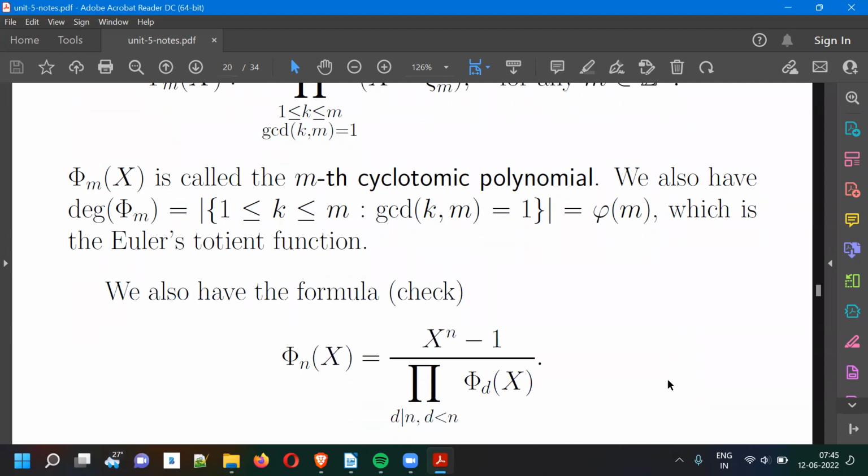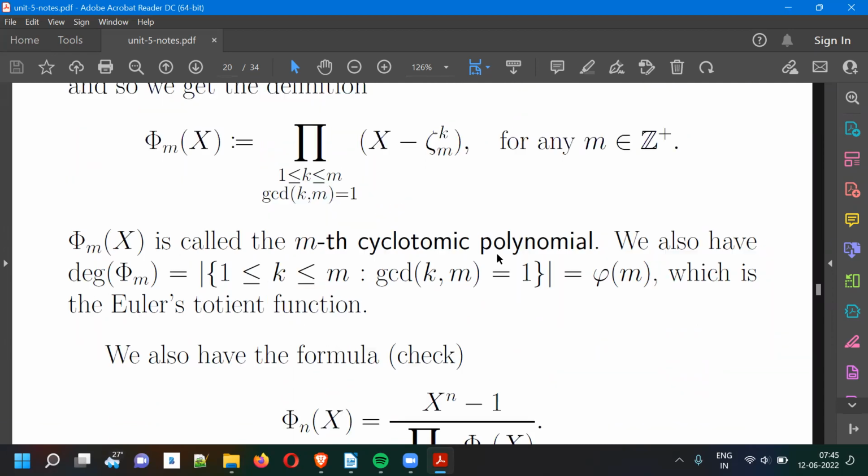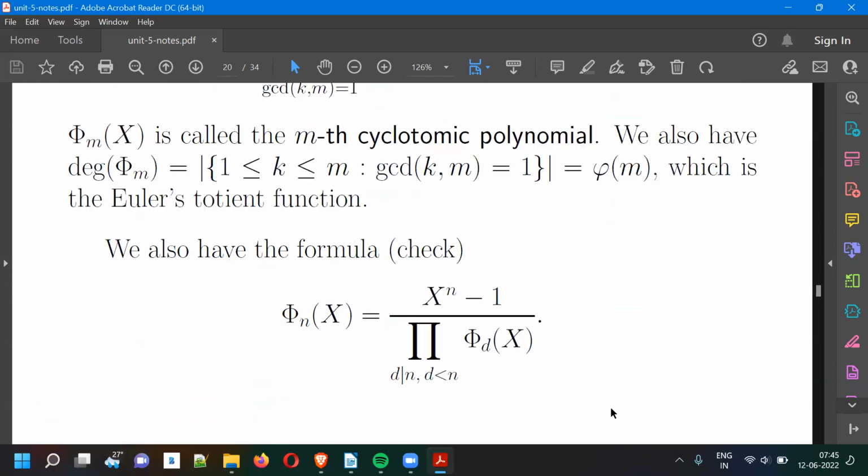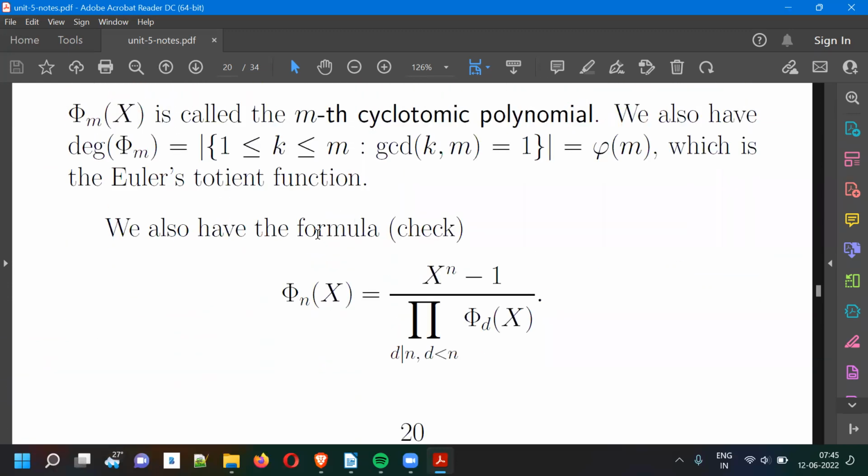Further, check this yourself. We also have this formula. By looking at this factorization, x raised to n minus 1 is equal to the product over d dividing n of phi d of x. By rearranging terms, you will get this formula. Phi n of x is equal to x raised to n minus 1 divided by the product over all d dividing n, d less than n, of phi d of x. Check this yourself, but this is a nice and useful formula.